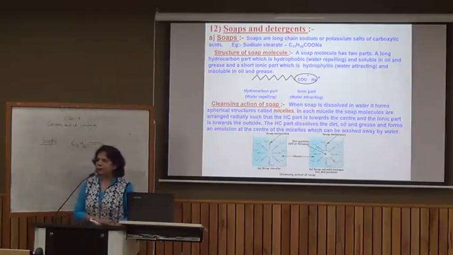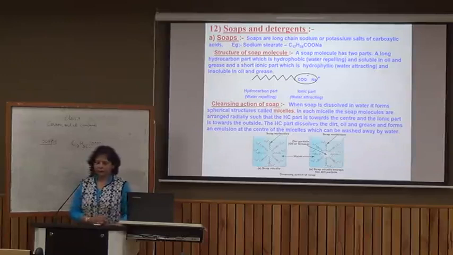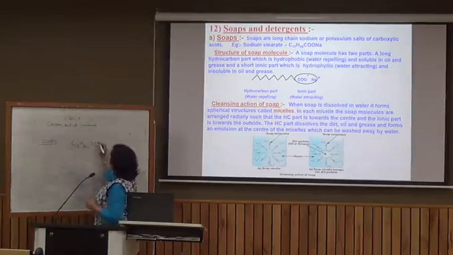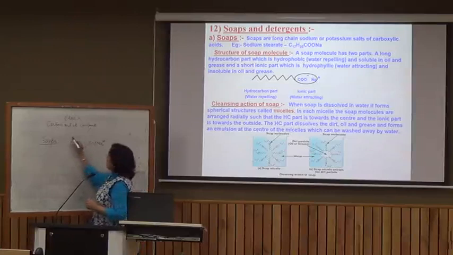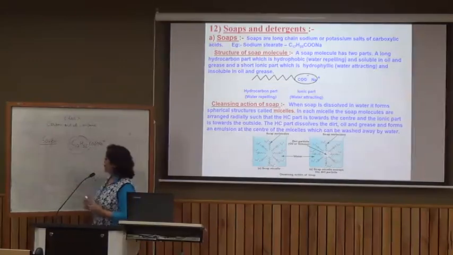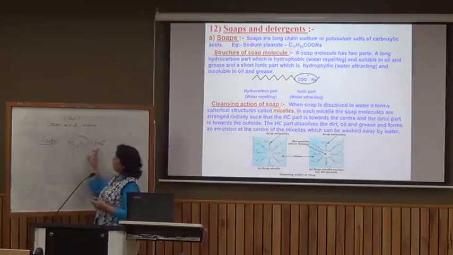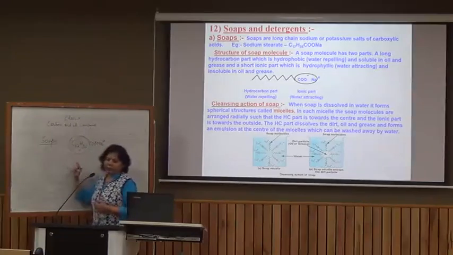So let us understand how soap helps in removal. This is the ionic end of soap, which dissolves in water, and this is the carbon chain, which will dissolve in any organic solvent, or will dissolve only with other carbon chains.